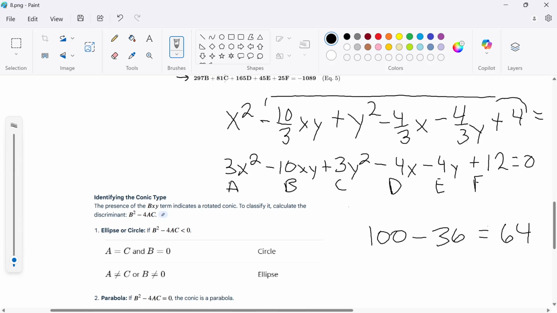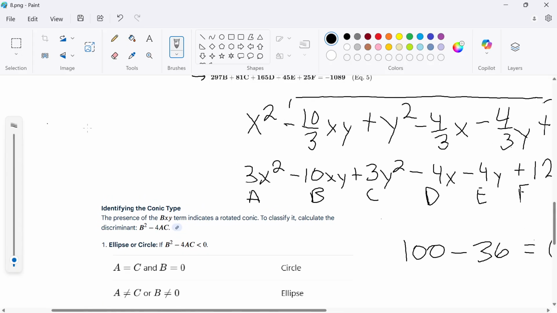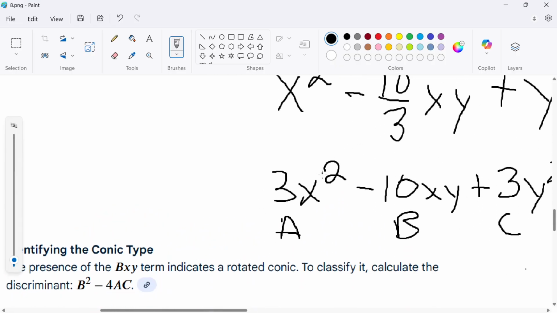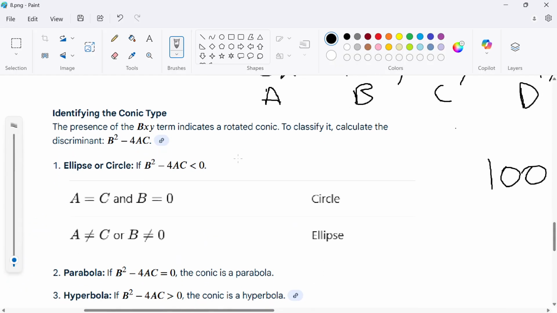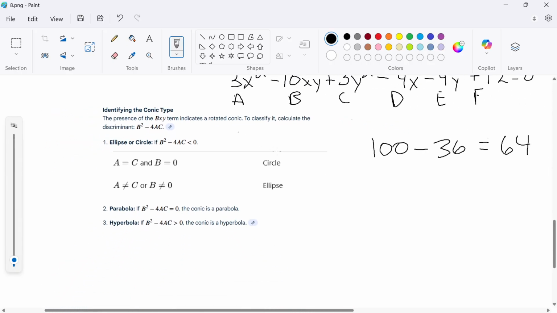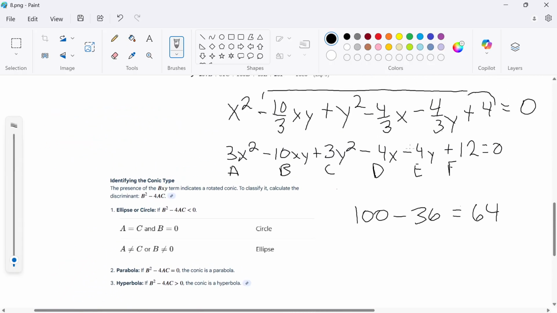Now, how do I know if this is an ellipse, a hyperbola, a parabola, or a circle? Well, just like with a quadratic, there's the discriminant, b squared minus 4ac. Remember, what's in front of x squared is a, what's in front of xy is b, what's in front of y squared is c. So b squared is negative 10 squared, which is 100, minus 4 times 3 times 3, which is 36, so 64.